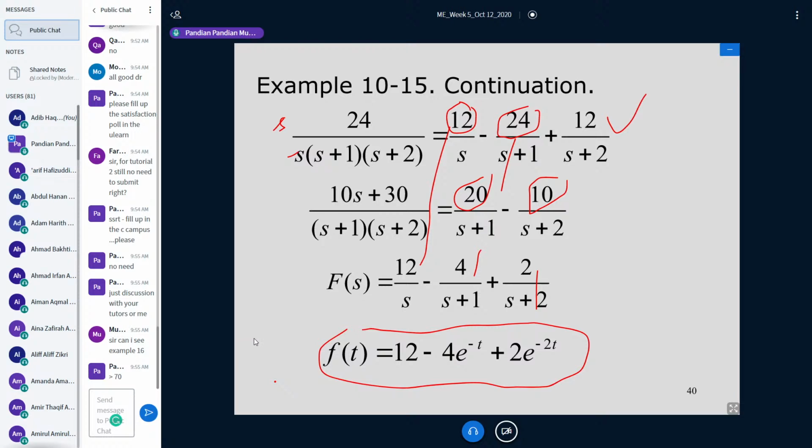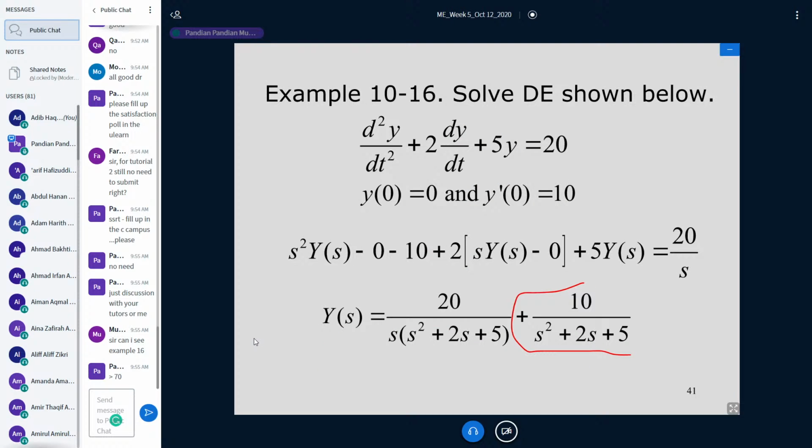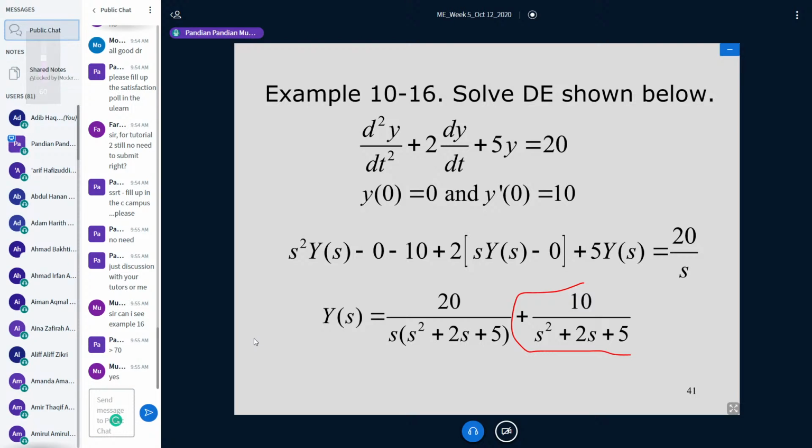Example 16. This one. You mean this one? Mohammed Fawaz. Example 16. Okay. You take down this. You can copy this: d squared y over dt squared plus 2 dy/dt plus y equals 20, and then y(0) equals 0, y'(0) equals 0. Find the Laplace of s squared Y(s).